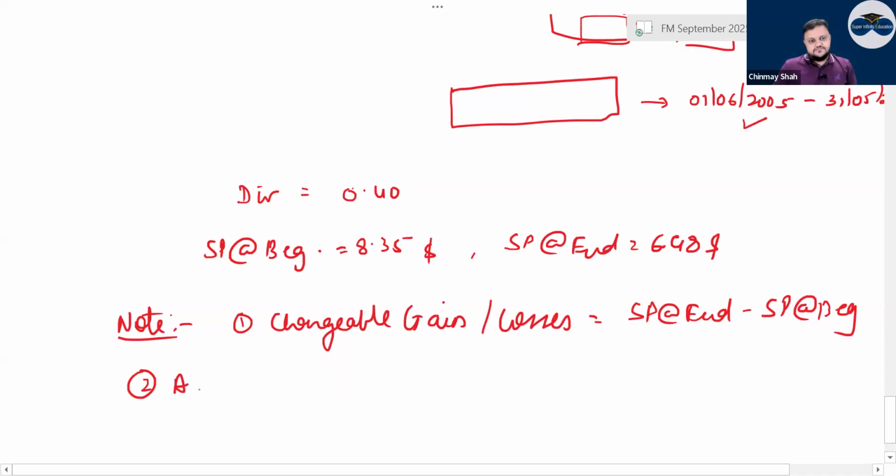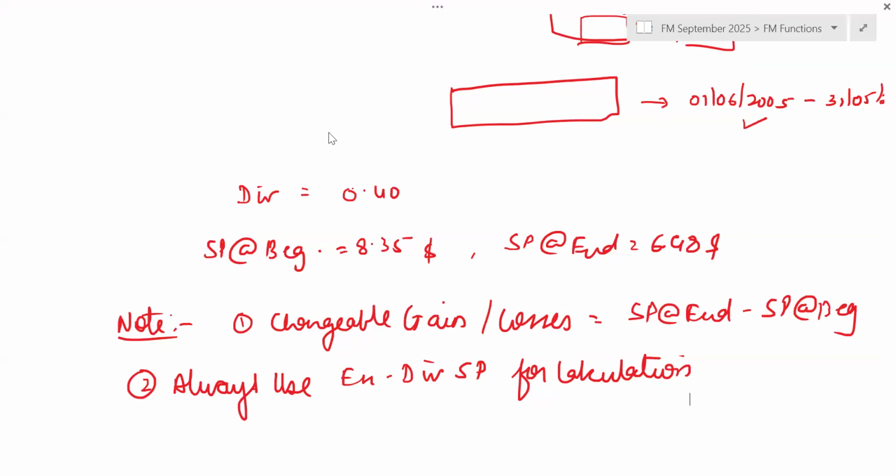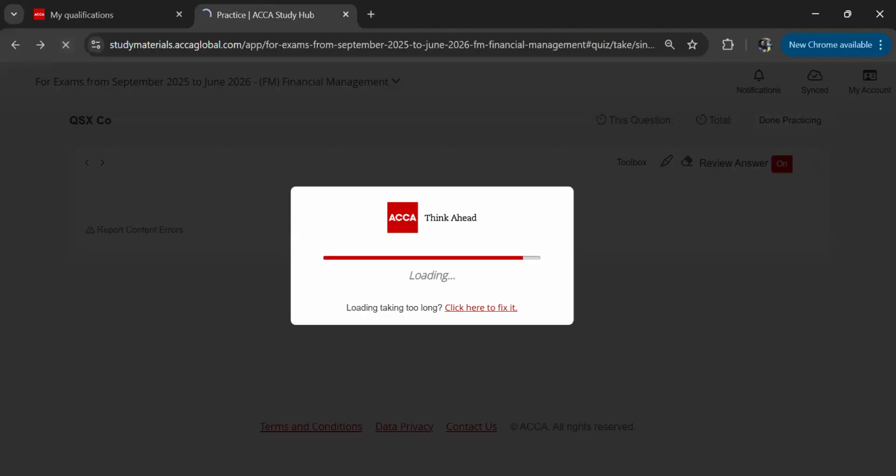Second, always use X dividend share price for calculation. कम डिविडेंड नहीं ले सकते because you have taken dividend differently. So again adding dividend into the share price will not make a lot of sense, right? ओके जी. Right. Write this down.